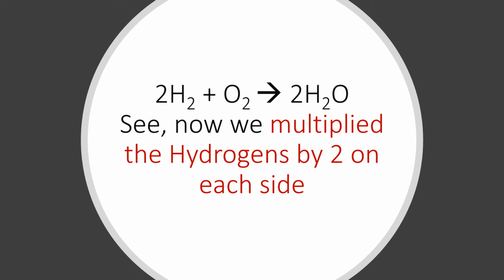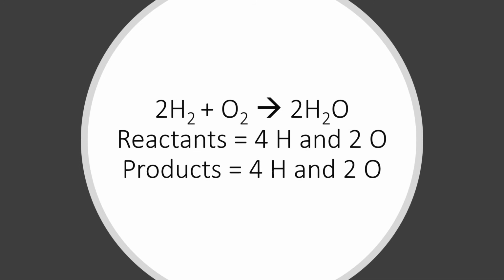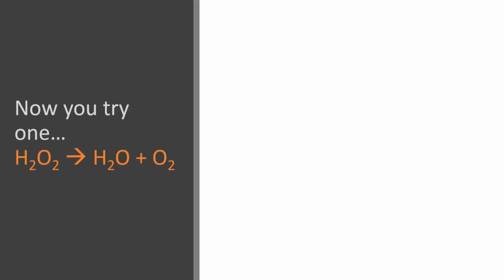Well, let's look at the oxygens. Now if I look at the oxygens, the 2 H2Os give me 2 oxygens on the product side. So now I have everything I need. My equation is what we call balanced. Let's try a different one.